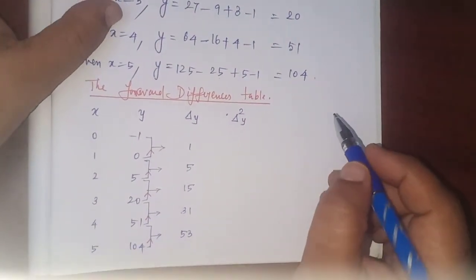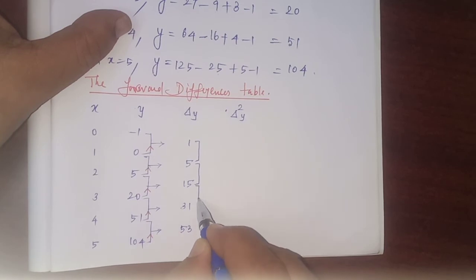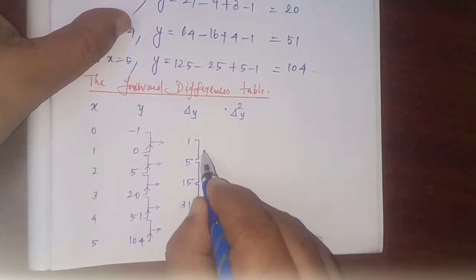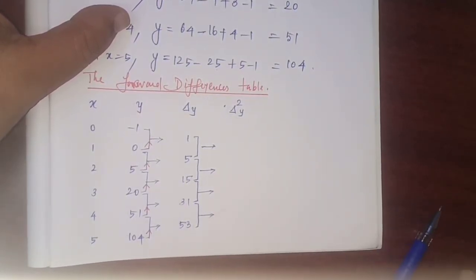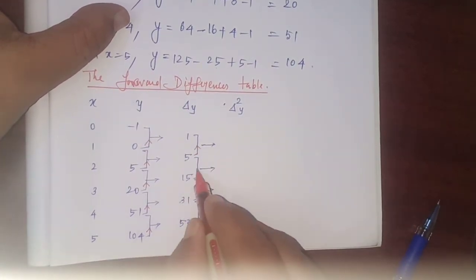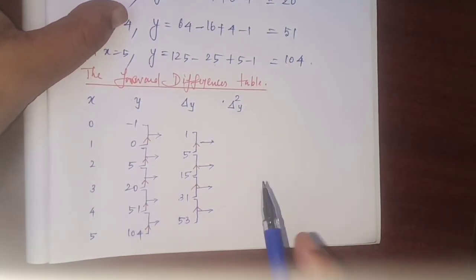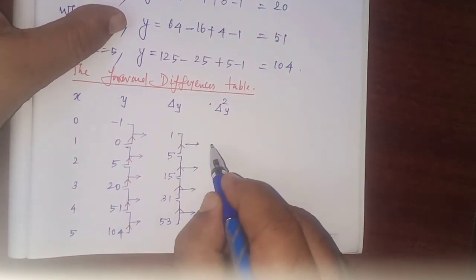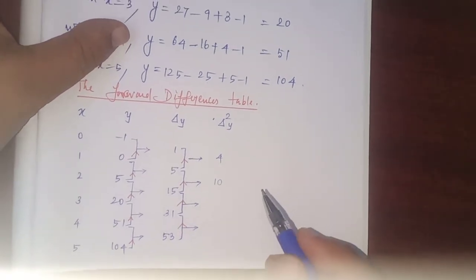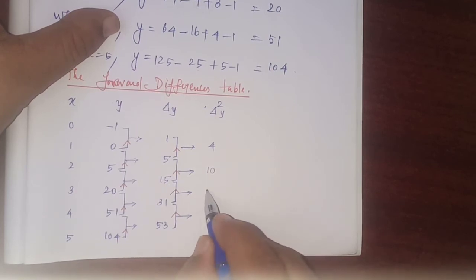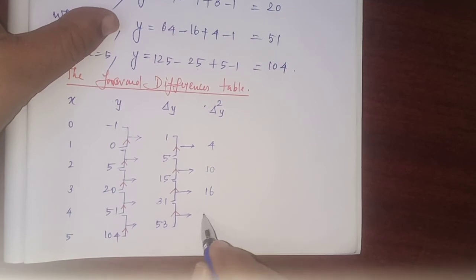Now del squared y, next column. The same procedure to be followed. Always take the middle one. Same, 5 minus 1, 15 minus 5, 31 minus 15, and 53 minus 31. Okay, shall we subtract? 5 minus 1, that is equal to 4. 15 minus 5, that is equal to 10. 31 minus 15, that is equal to 16. 53 minus 31, that is equal to 22.